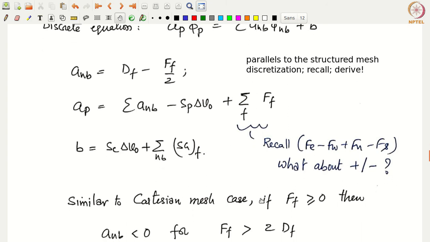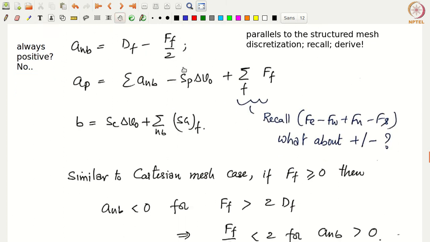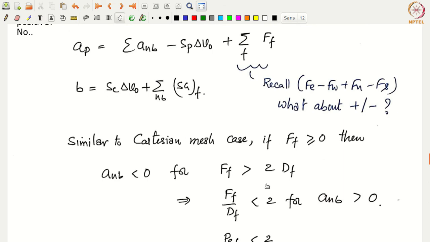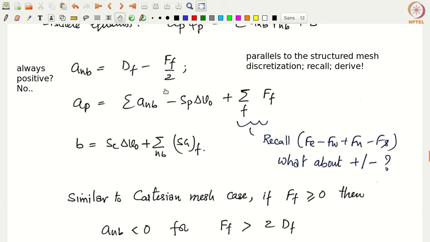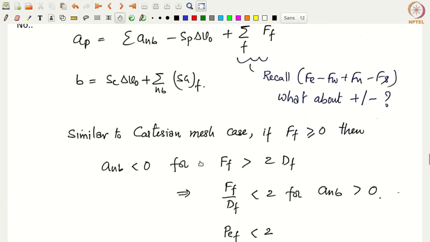Now, similar to the Cartesian mesh case, if ff is greater than 0, if this is positive, will this coefficient always be positive? No, right, this is not always positive. If ff is positive and ff is greater than 2 times df, then essentially this coefficient can be negative, right? And we don't like negative coefficients, because if you use an iterative scheme, then the Scarborough criteria will not be satisfied and so on. So we don't like this.